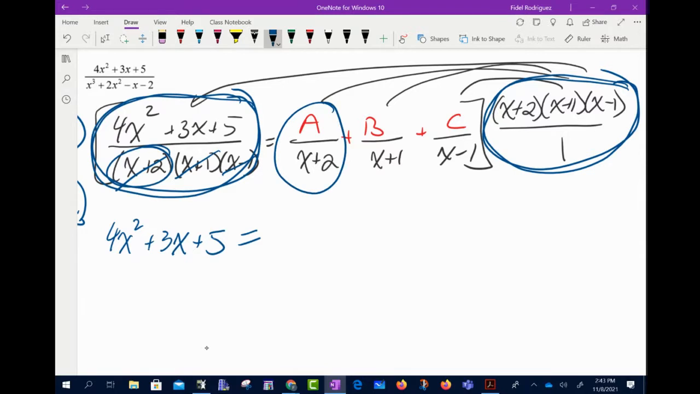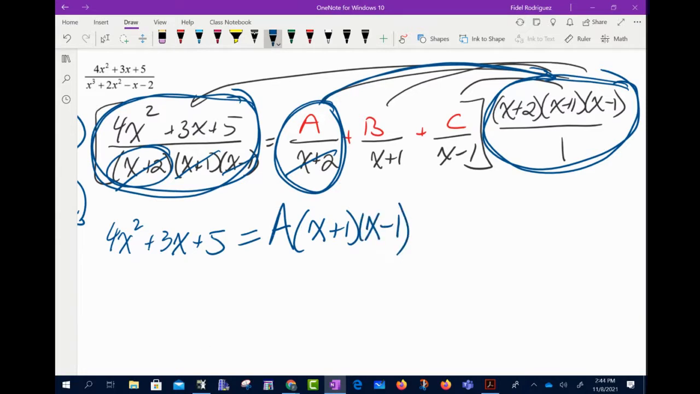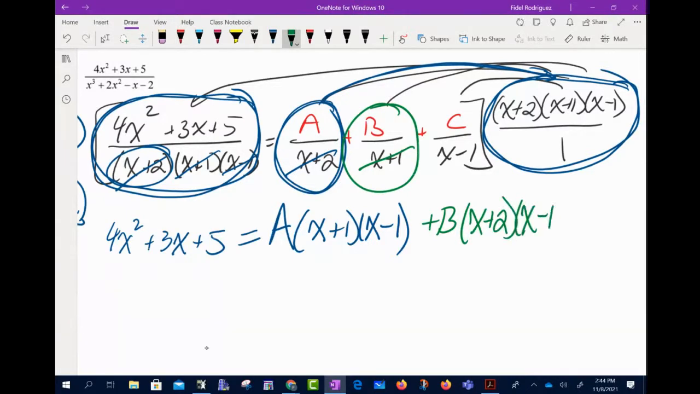Look at this one here. When we multiply this guy by this piece here, which ones are going to cancel? When we take this guy here and we multiply it by this part, what part's going to cancel? Okay, so do you agree with me? We're still going to have the letter A, and we're also still going to have an x plus 1 and an x minus 1. Okay, let's do the same thing for the next one, y'all. We're going to go slow. What's going to cancel with the B over x plus 1? Okay, so we're going to be left with the letter B and an x plus 2 and an x minus 1.